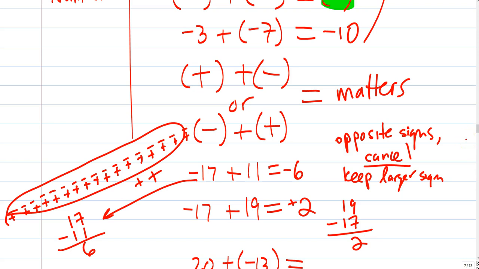So same sign, we combine. When I have opposite signs, the answer matters. It changes. They'll always cancel, but it won't always be positive, it won't always be negative. It always depends on which one has a larger sign.